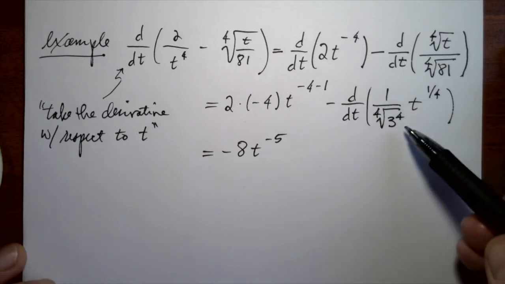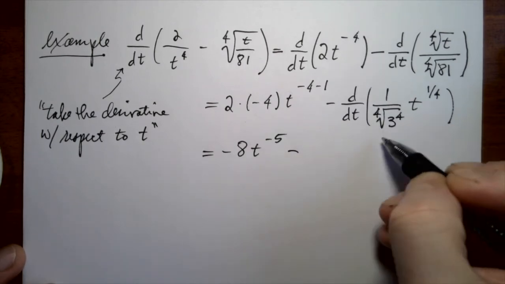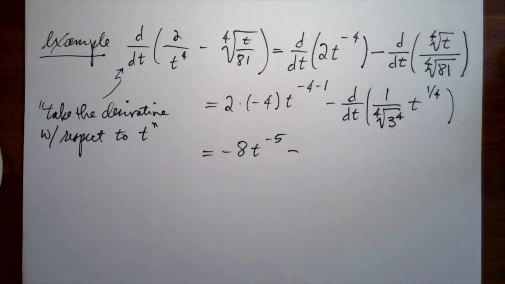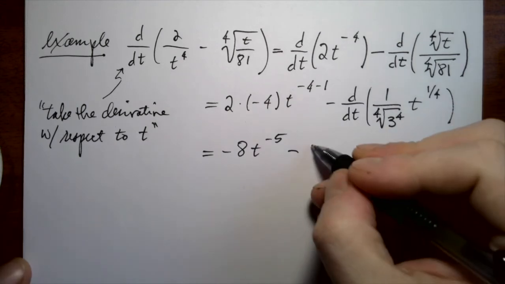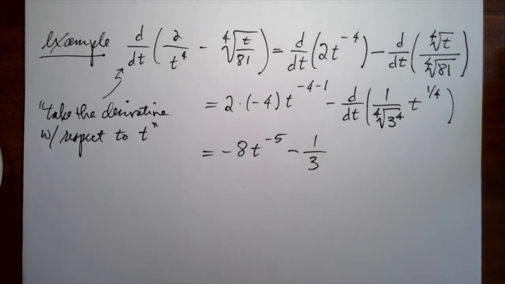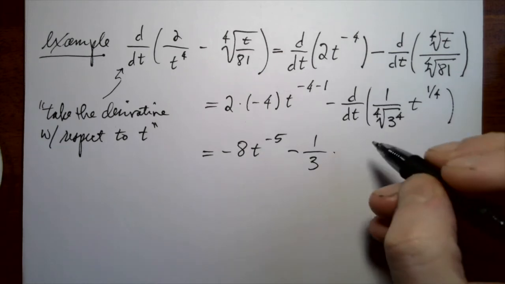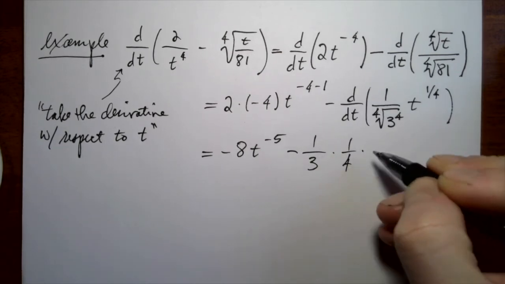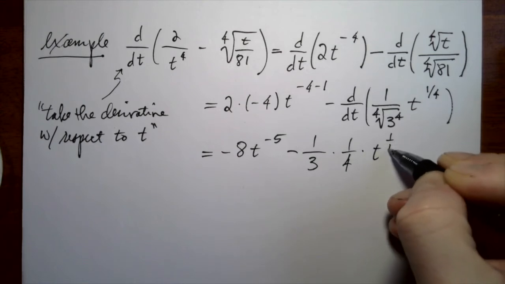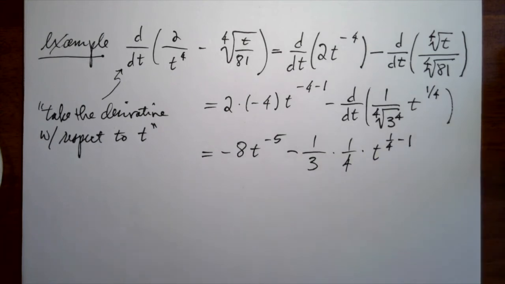And now we're ready to take the derivative here. First of all, the constant comes out. Since we're taking the 4th root of a 4th power, it is just that number 3. The 4th root of 81 is 3. And then we need to take the derivative of t to the 1/4. Let's see, the 1/4 comes down, and then we subtract 1 from the exponent. There you go. So that's the derivative.